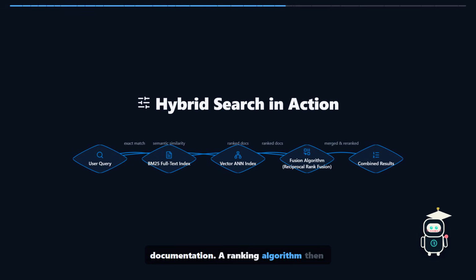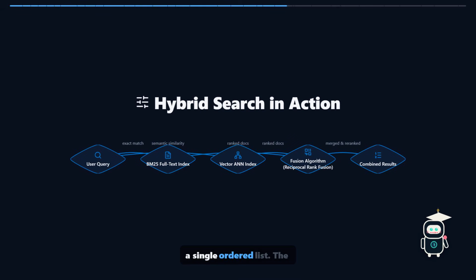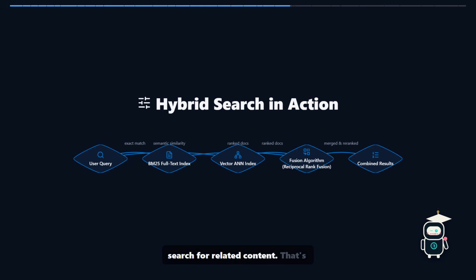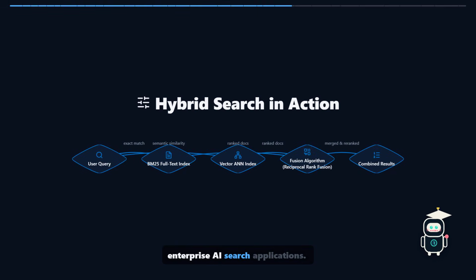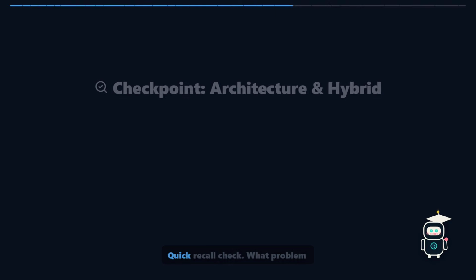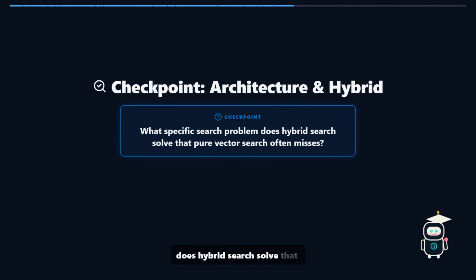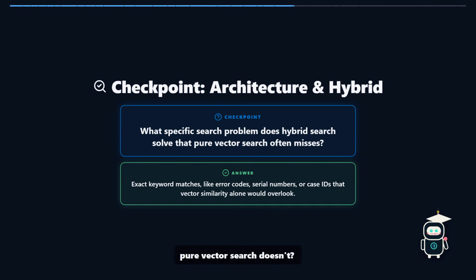A ranking algorithm then combines both result sets into a single ordered list. The result is precise matching for identifiers together with intelligent semantic search for related content. That's why hybrid search has become the preferred architecture for many enterprise AI search applications. Quick recall check. What problem does hybrid search solve that pure vector search doesn't?